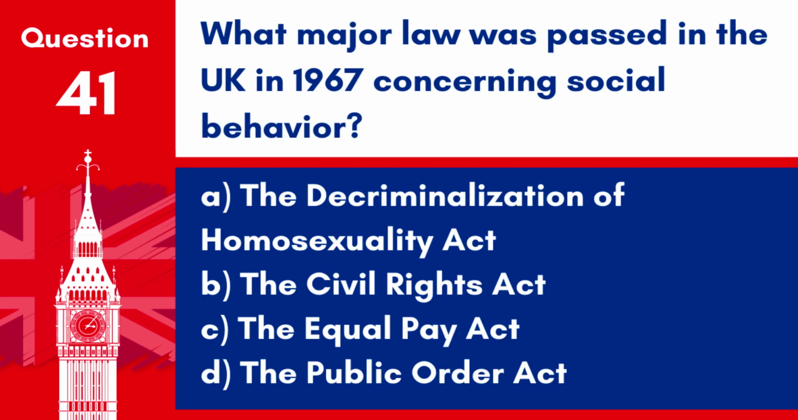Question 41. What major law was passed in the UK in 1967 concerning social behaviour? A. The Decriminalisation of Homosexuality Act. B. The Civil Rights Act. C. The Equal Pay Act. D. The Public Order Act. Answer: A. The Decriminalisation of Homosexuality Act. In 1967, the UK passed a law that decriminalised homosexual acts in private between two men, both of whom had to be at least 21 years of age.